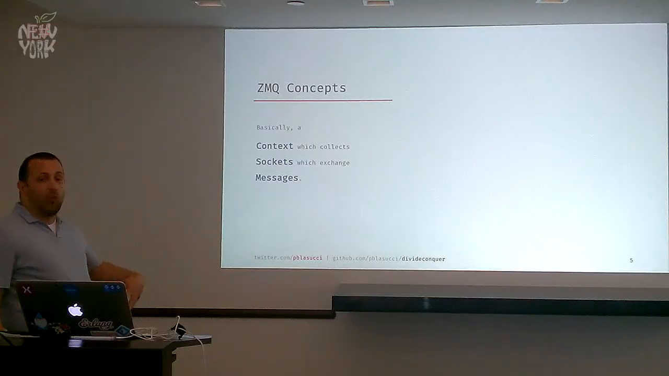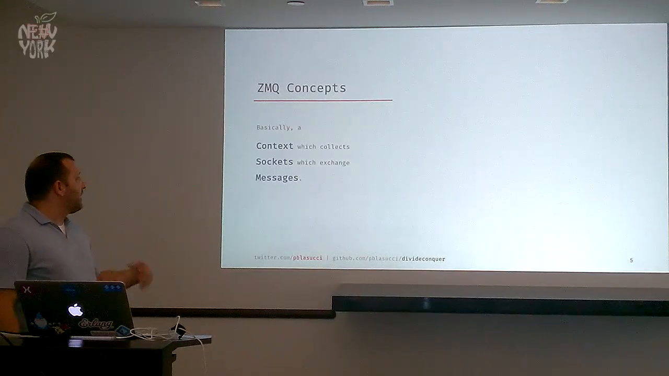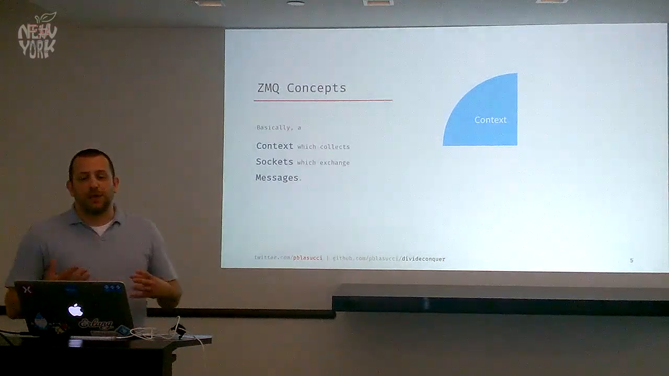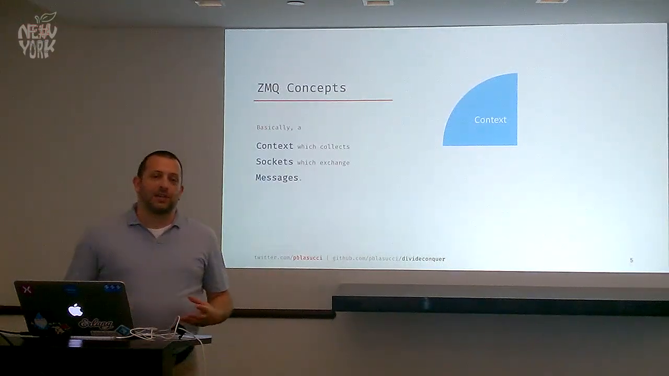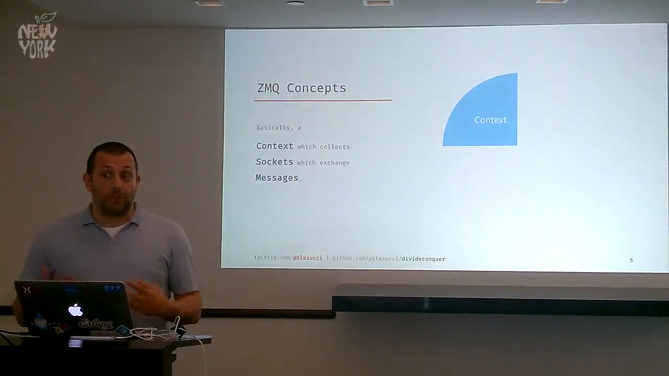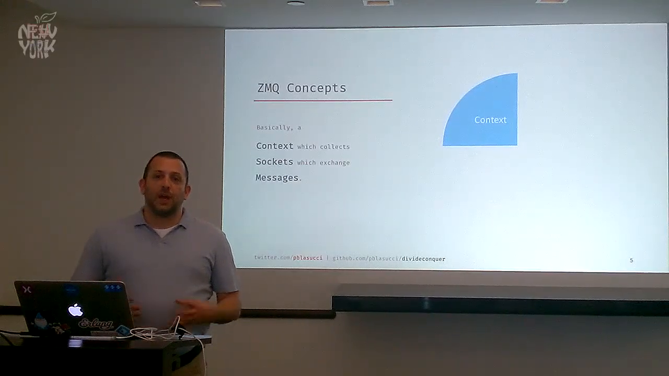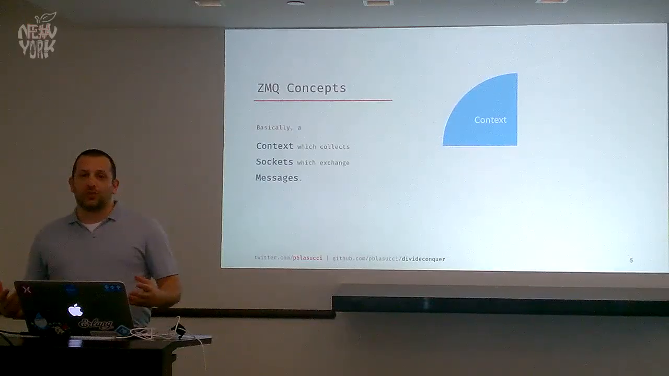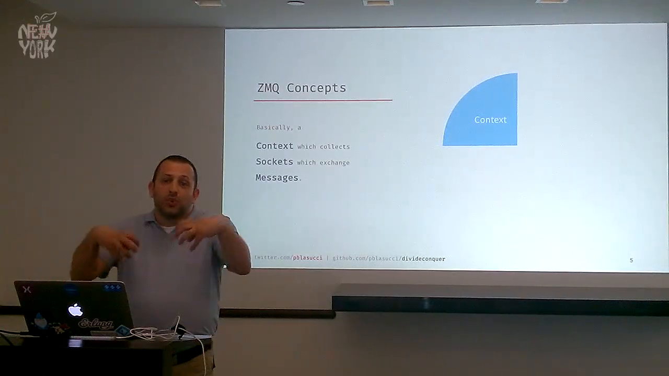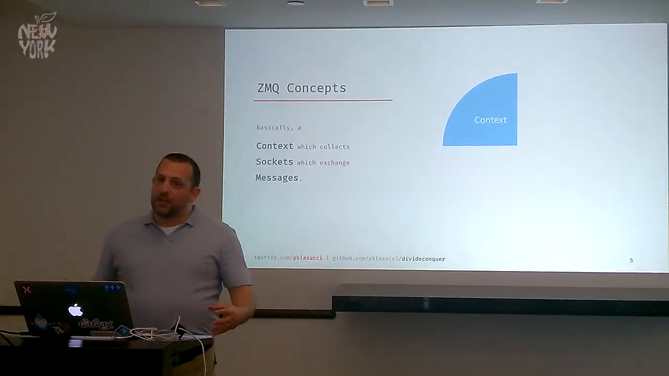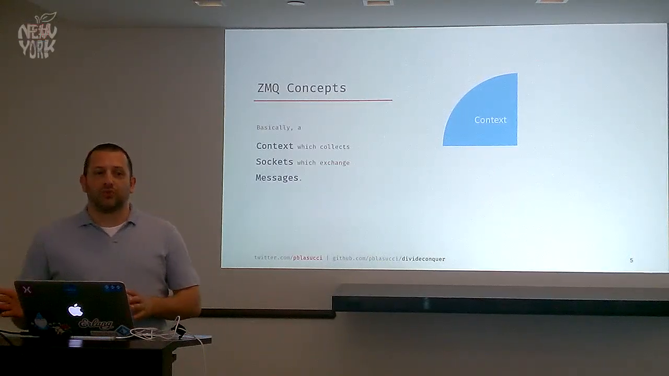If you wanted to one sentence it, context collects sockets which exchange messages. So context is sort of this big, heavyweight housekeeping object. You typically will have one per OS process. You can have more than one per OS process, but they form an isolation boundary. If I had an application with two contexts in it, it's like two separate applications. If you've done any .NET, it's sort of like multiple app domains. It's a very strong context boundary.